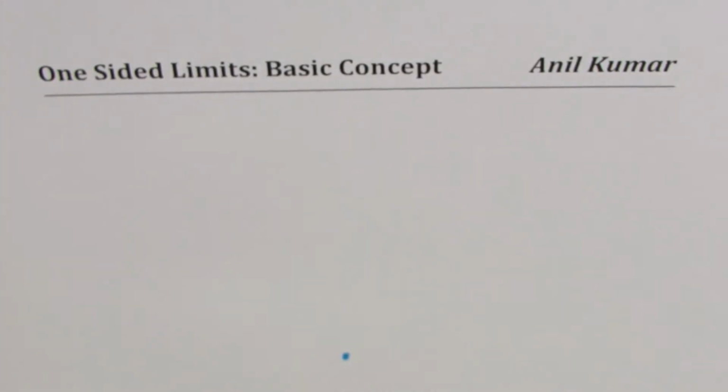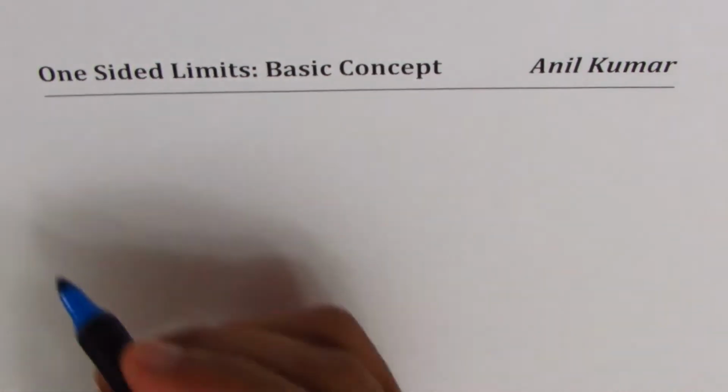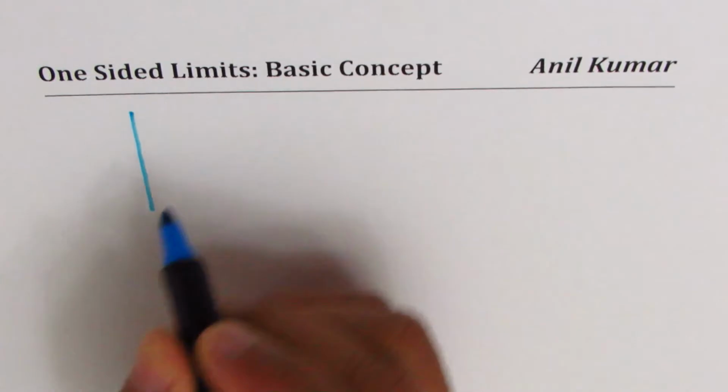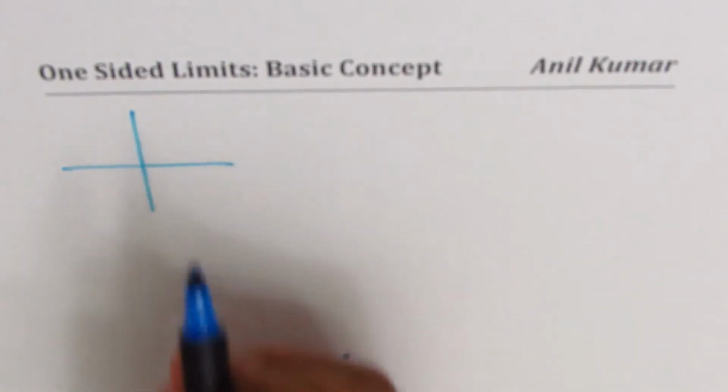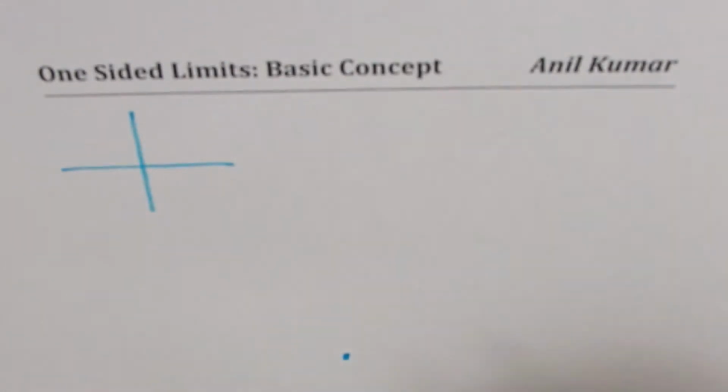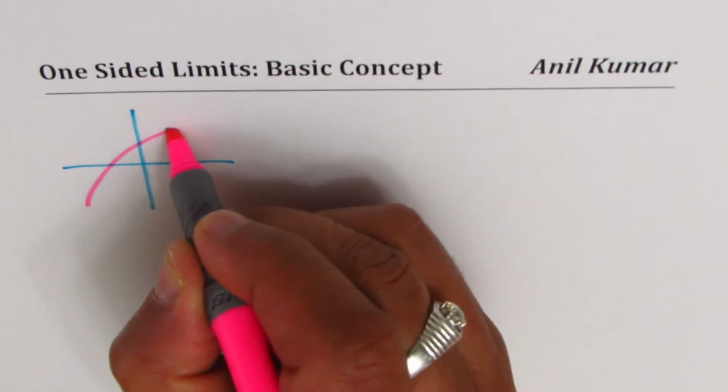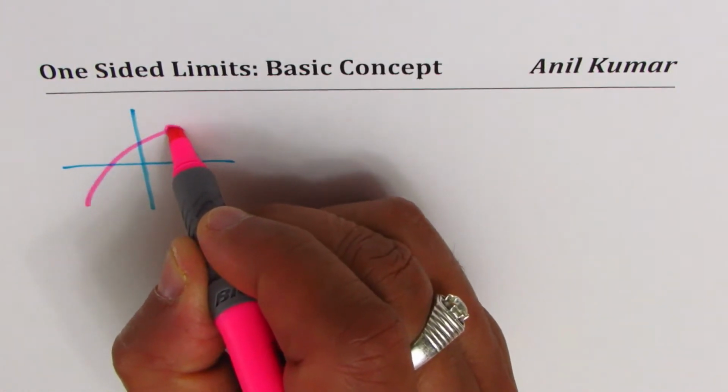I'm Anil Kumar, and in this video, I'll discuss one-sided limits, basic concepts. Let me sketch a few functions so that we can talk about this topic a bit. Let's say we have a function kind of like this. Let me fill this up. And let me draw a straight line from here, and let's say the line is kind of like this.